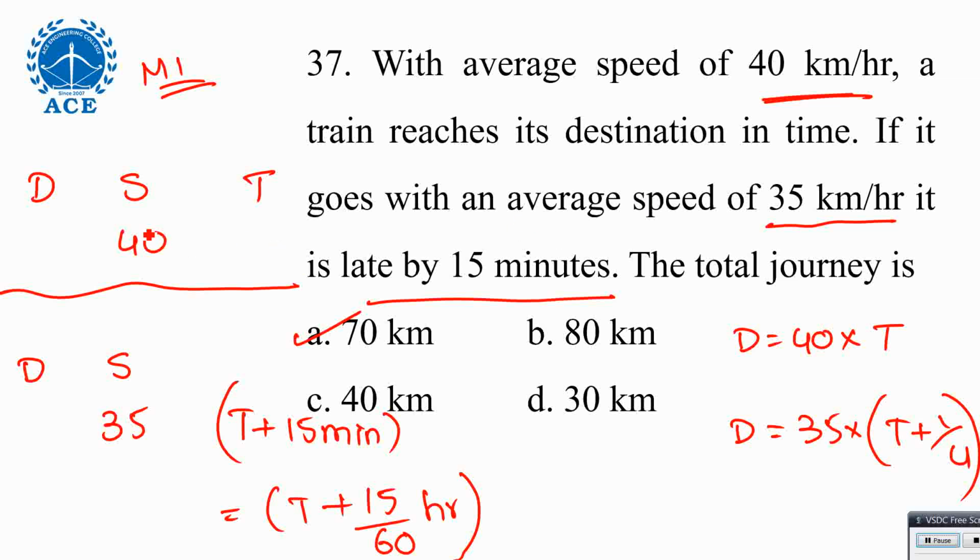Then this is the equation: distance is speed into time, distance is speed into time. Two equations, two unknowns, you need to calculate. Once you get the T value, then you can calculate the d value.